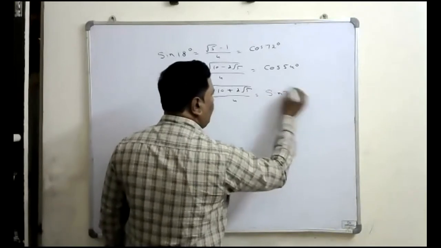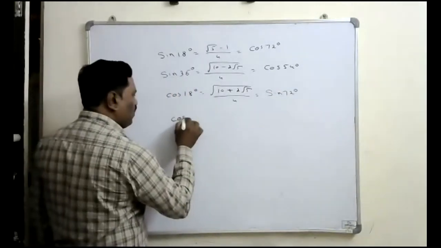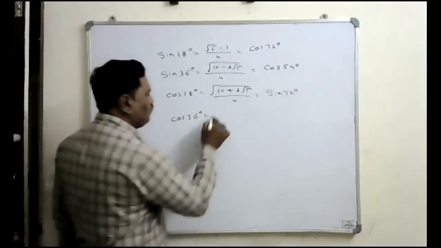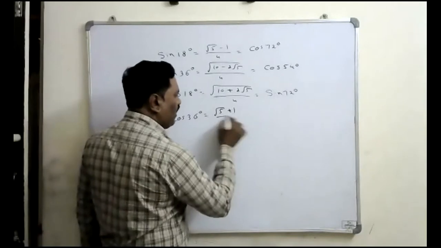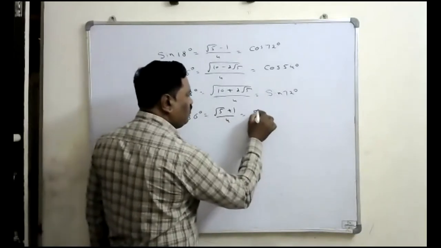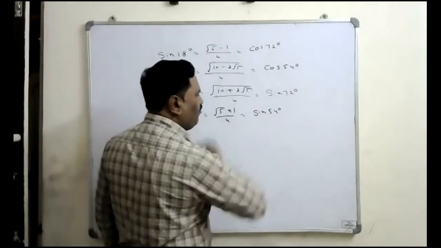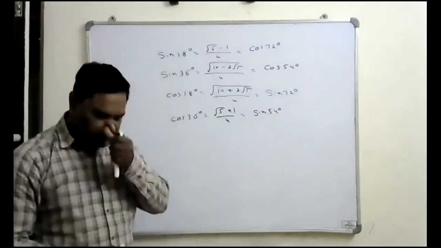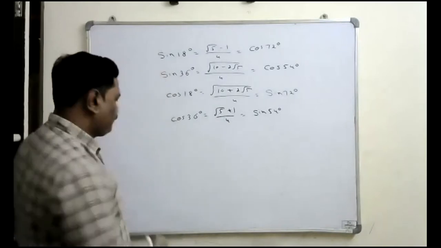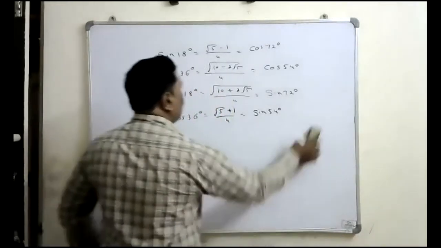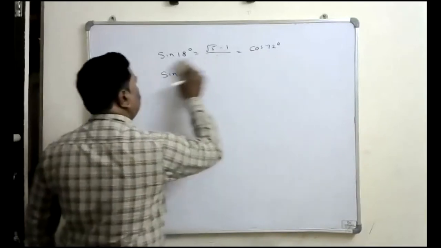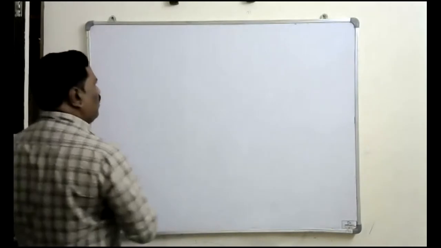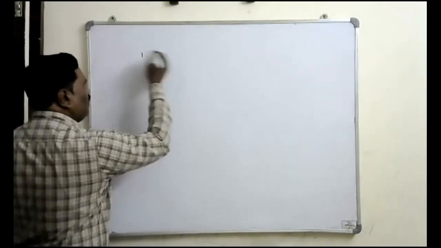Sin 72 degree. Similarly, what is the value of cos 36 degree? Root 5 plus 1 by 4. This is also equivalent to sin 54 degree. So you should remember the values for all these angles also. Okay, these are the values. Apart from that, I also will give some results to you.